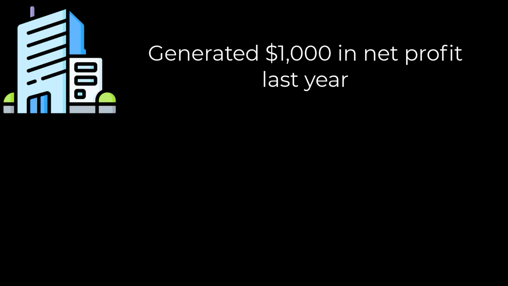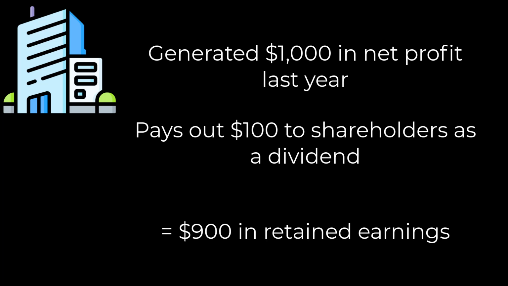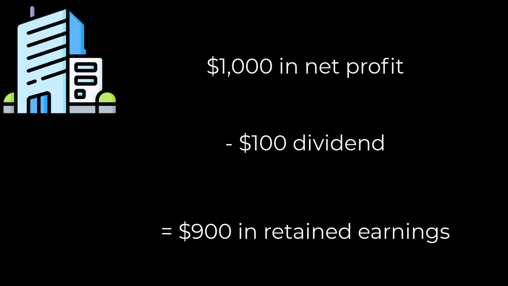Let's assume another company generated $1,000 in net profit last year, but this company decides to pay out $100 to the shareholders in the form of a dividend. This company will record $900 as retained earnings. $1,000 in net profit minus $100 paid out as dividends equals $900 in retained earnings.